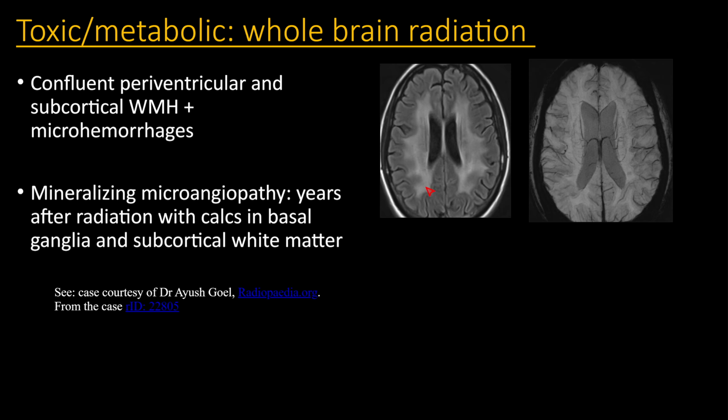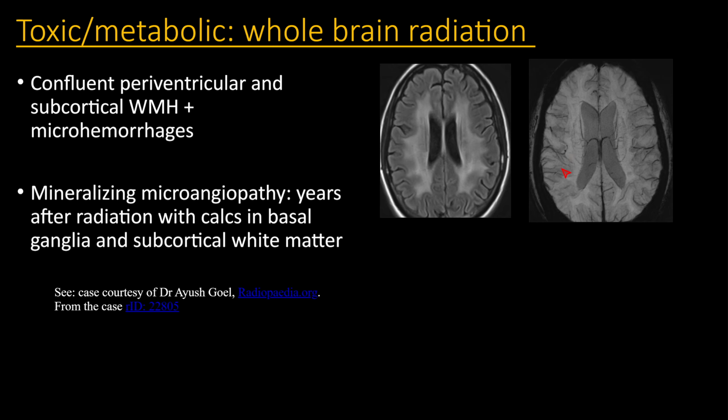So you can see confluent periventricular and subcortical white matter hyperintensity that can be pretty impressive. For all intents and purposes, it would look like very severe chronic microvascular ischemia, except this patient would be sort of younger perhaps, and before radiation therapy would have no hyperintensity, and within a year or two of starting radiation therapy you would have hyperintensity like this, and that would be the sequela of whole brain radiation therapy. A lot of times you can see these microhemorrhages.